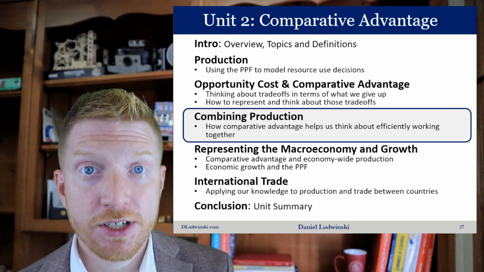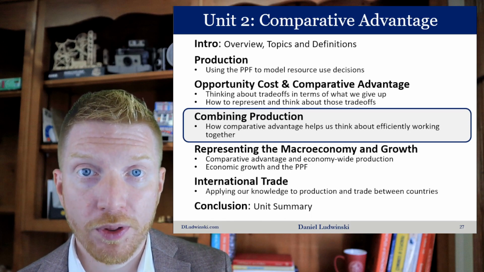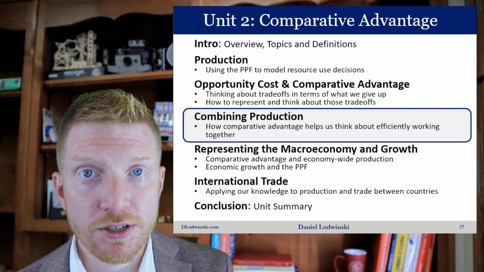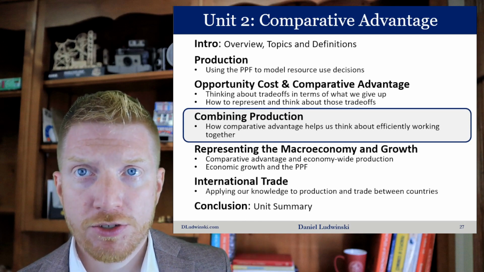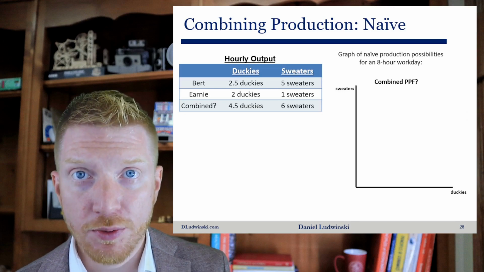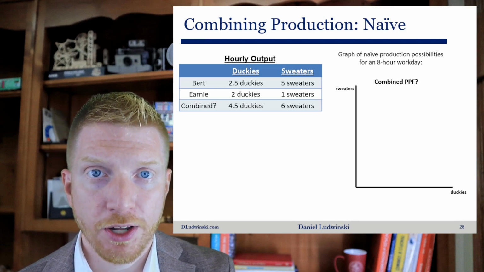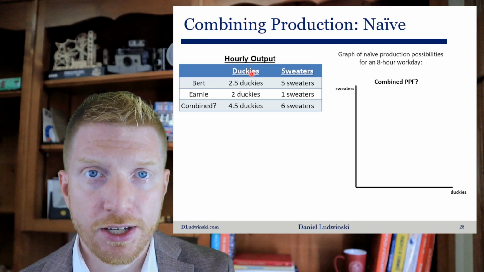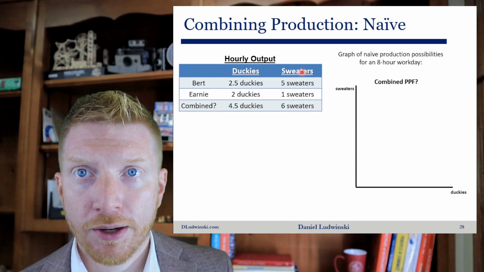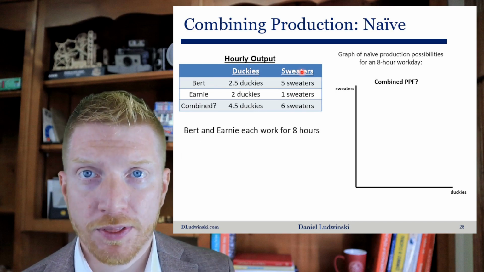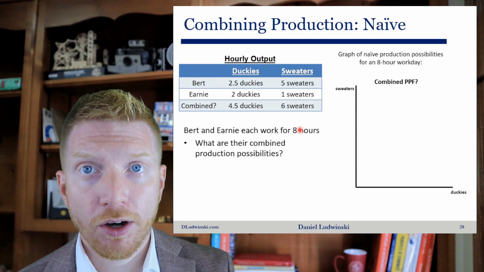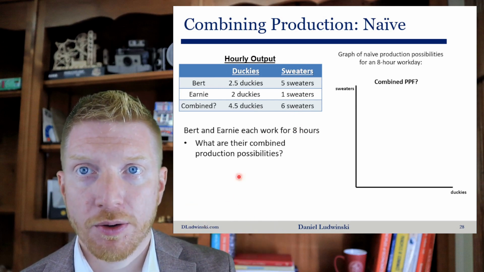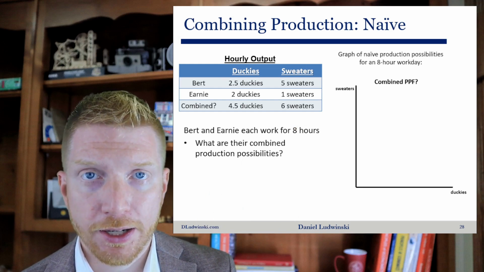Now, by more efficient, I mean producing more with the same amount of limited resources. The resource we're going to focus on is still going to be time. So let's jump in. We're going to continue with this same example of Bert and Ernie producing two goods, duckies and sweaters. And they're both going to be working with this hourly output and working for 8 hours. What are our possibilities for production if they're both working combined?